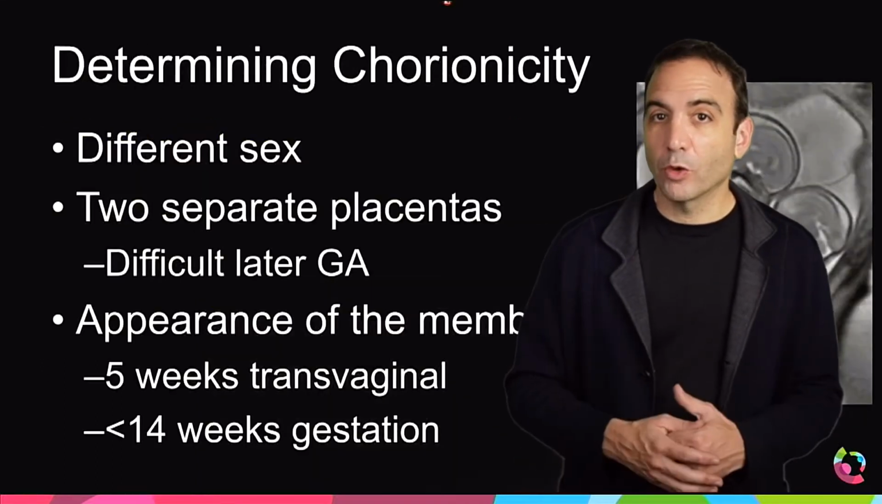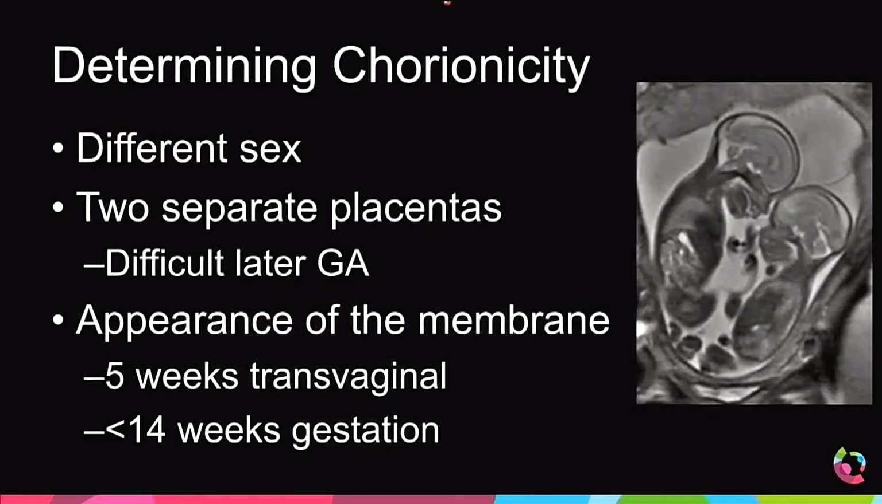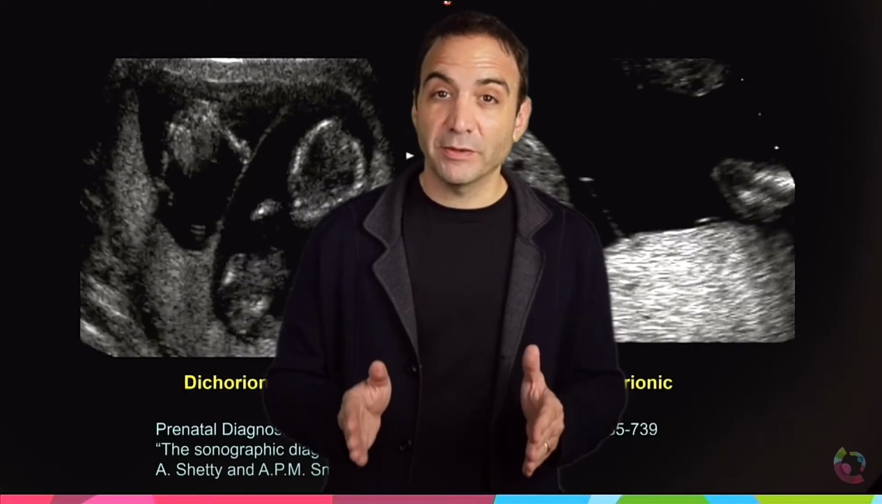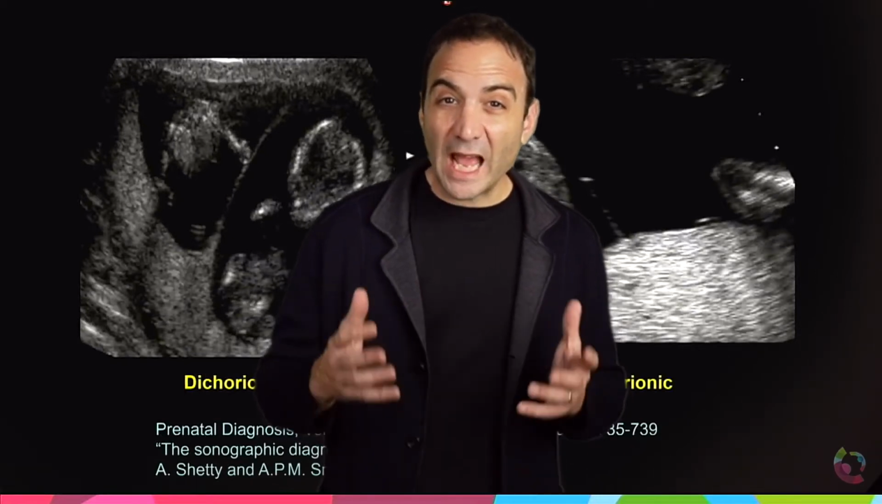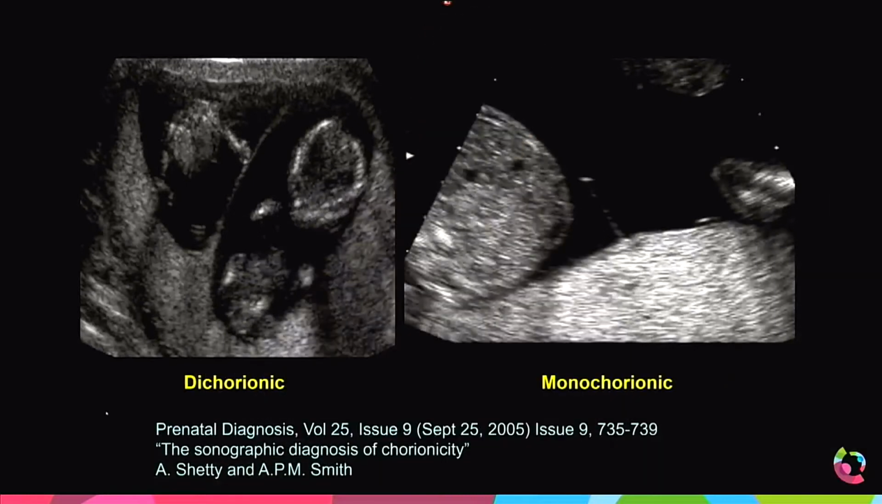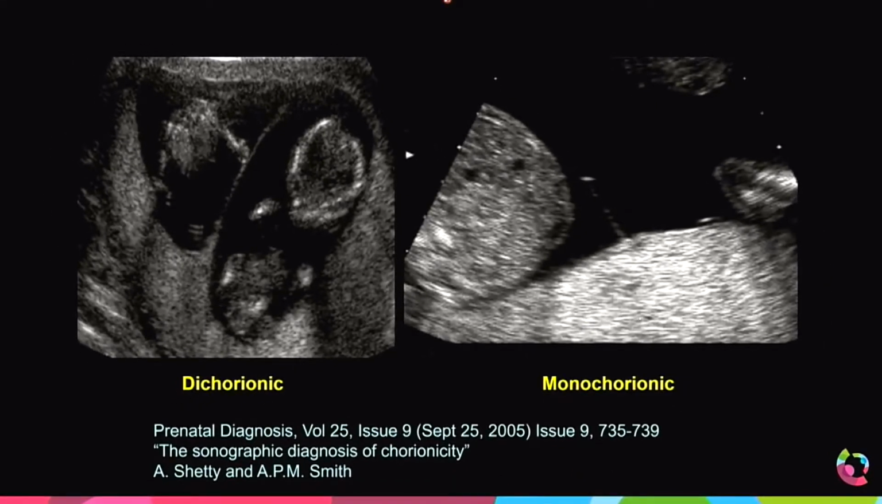So what does determine chorionicity? Obviously, if they're different sex, that's very helpful because then we know they are dichorionic, but looking for two separate placentas is very helpful, and that can be difficult, especially later in gestation. So using transvaginal ultrasound, we can start to see the appearance of the membrane as early as 5 weeks. And we can actually start to see what kind of membrane we're dealing with at less than 14 weeks. So in dichorionic membranes, we have lambda appearance, and that's because we have chorion between the two amniotic membranes. Whereas in monochorionic twins, we have two amniotic membranes with no interposed chorion, so we have this T-shaped pattern.